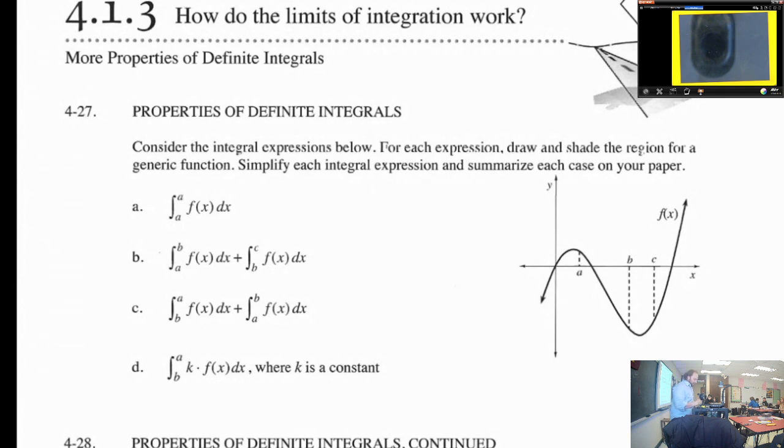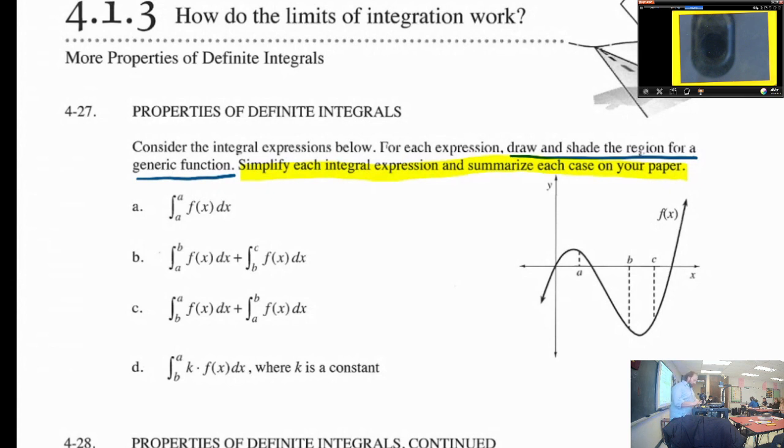So for each expression, what you've got to do is draw and shade the region for a generic function. You probably want to do this off to the side because it's going to get a little busy if you try to do all 4 on that one drawing. And then what I'm really interested in is that you simplify each integral expression and summarize each case on your paper. Let's do A together, just as an example here.